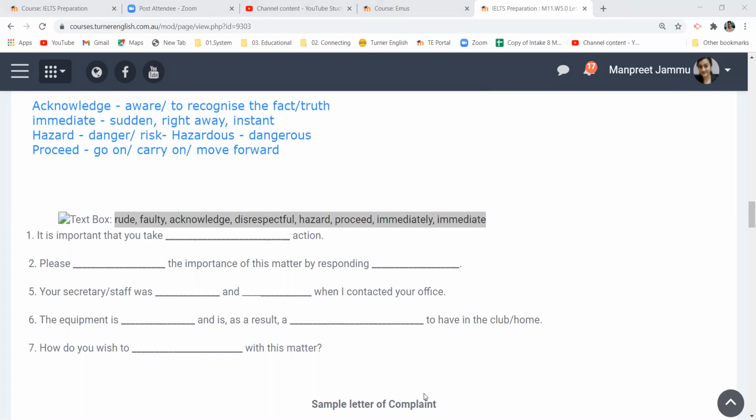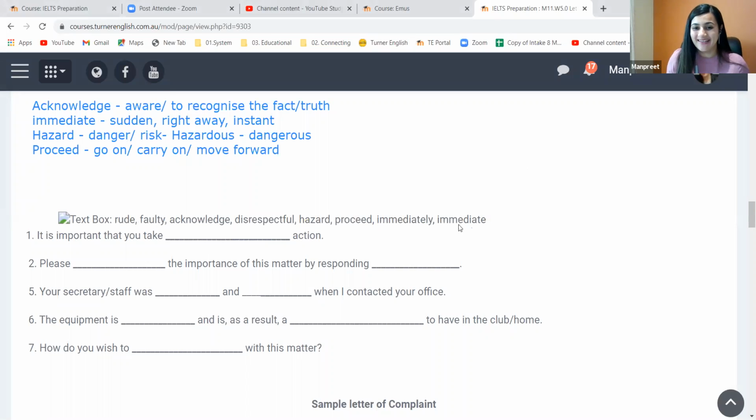Sorry, teacher. I lost everything here. The first is immediate. For me, every word is new, so I wrote down the meaning. It's difficult for me. Right, number one is immediate. Okay. Number two is acknowledge. Why is it not highlighting?